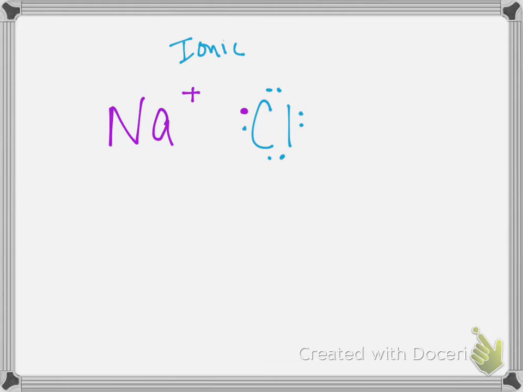A +1, right? Because it's down an electron. It's short an electron, right? It gave it away to chlorine. Chlorine has an extra electron. What charge does that give it? A -1. And what happens to a positive and a negative? Do they attract or repel? They attract. And so now this is formed what's called an ionic bond.